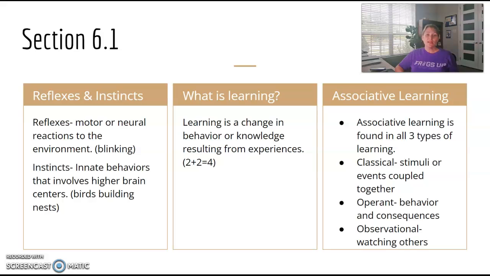Learning is a change in behavior or knowledge resulting from experiences. 2 plus 2 equals 4. We learned that. You can see it, you can feel it, we can do it. Associative learning is in all 3 types of learning, which are classical, operant, and observational. Let's talk about classical. Classical is stimuli or events coupled together.